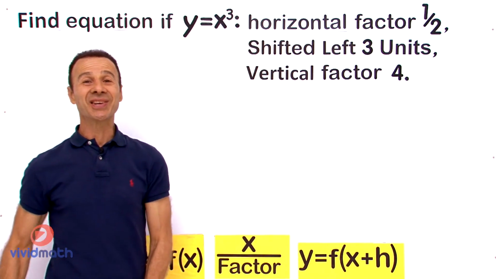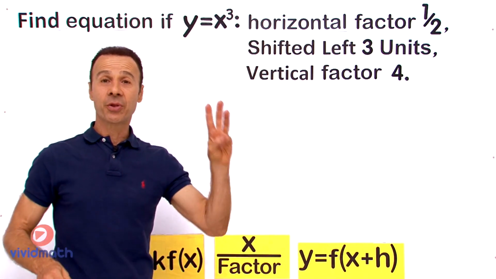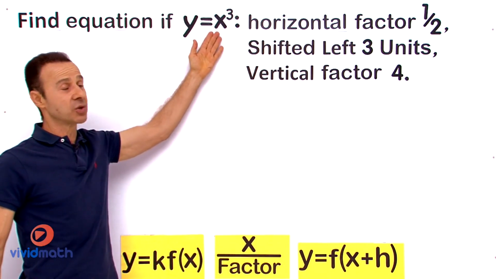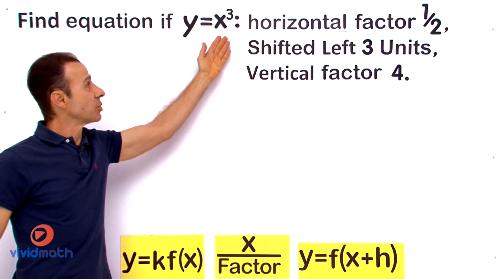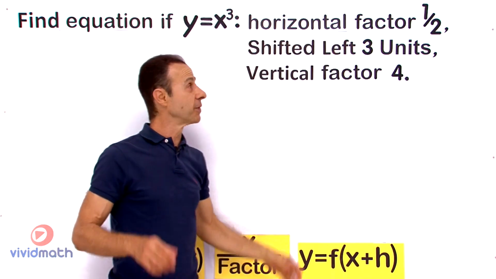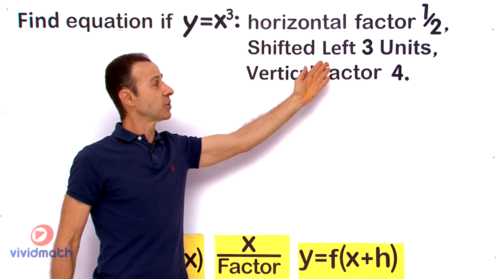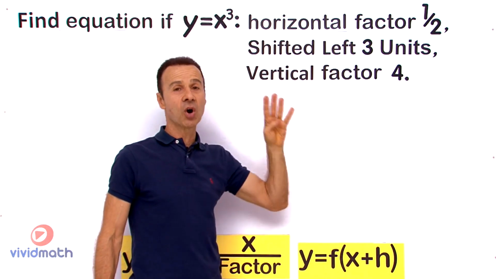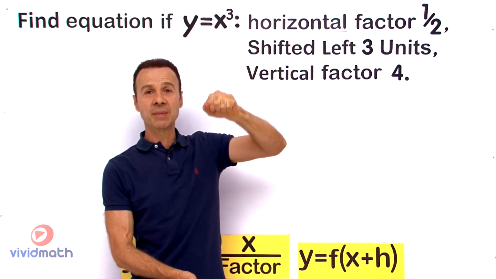All right, inside this exercise, we are going to apply 3 transformations to the one function. The one function is y equals x cubed. The first thing we're going to do is apply a horizontal factor of 1/2. We're going to shift it left 3 units, and we're going to apply a vertical dilation factor of 4, so it's going to be 4 times taller.